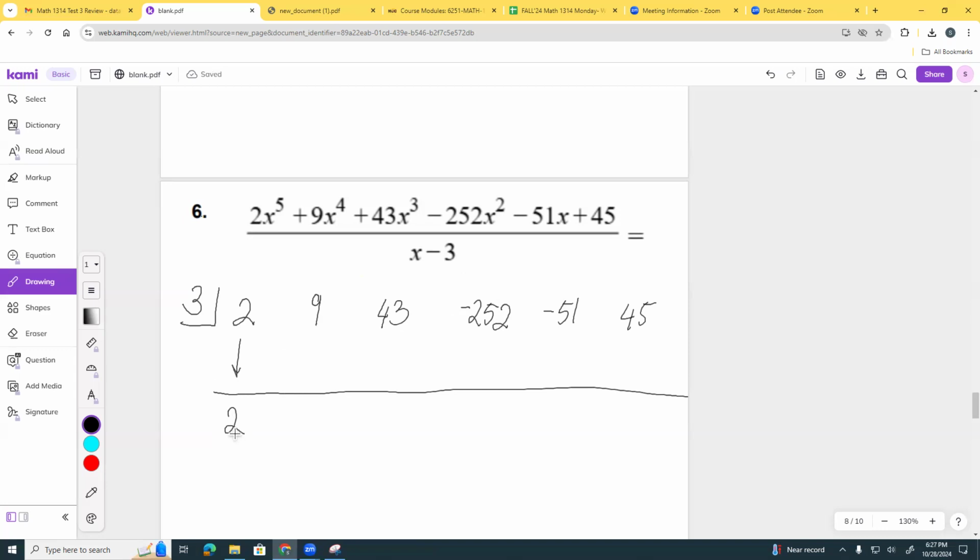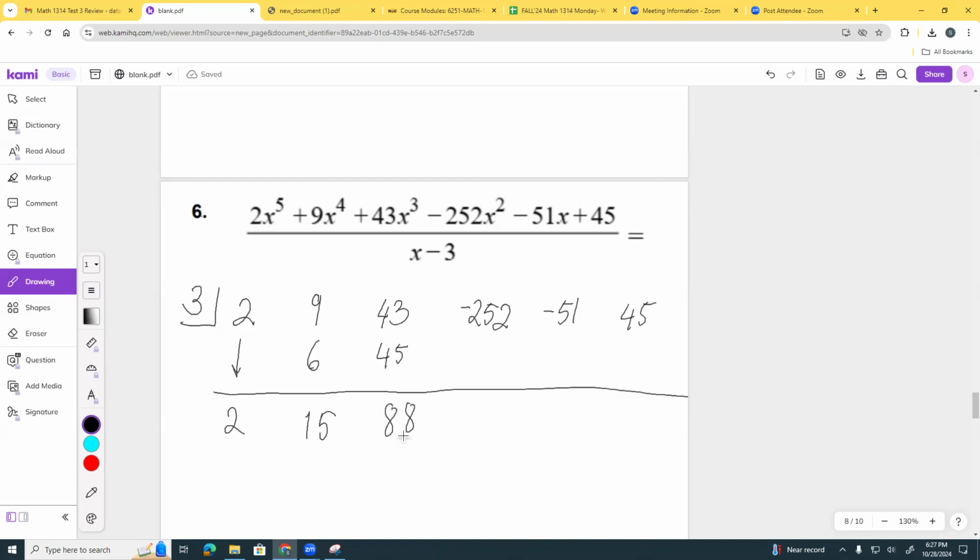What happens to 2 now? 2 times 3 is 6. What do we do with these two numbers? We add them. 9 plus 6 is 15. Now, 15 times 3 is 45. Add them up.